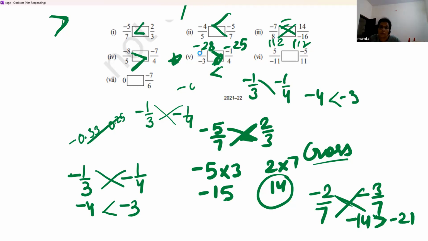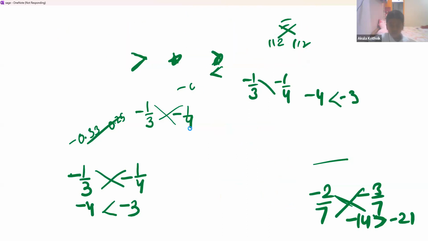Yes, children, just wait for a minute. Children, just wait for a minute. My writing pad got hanged.